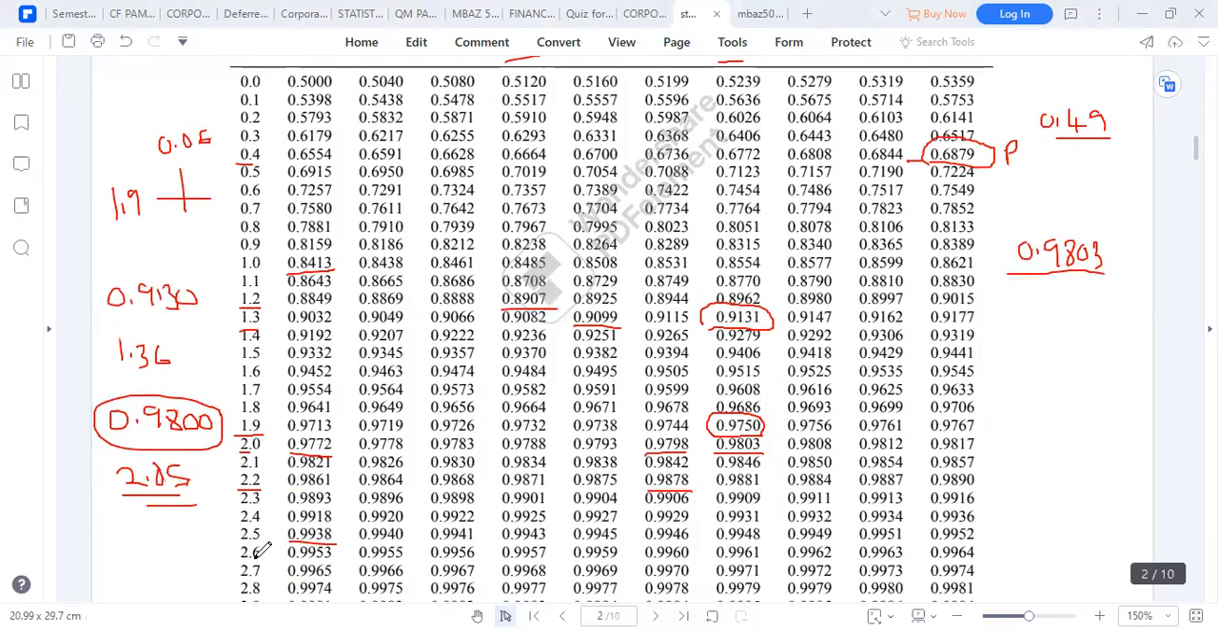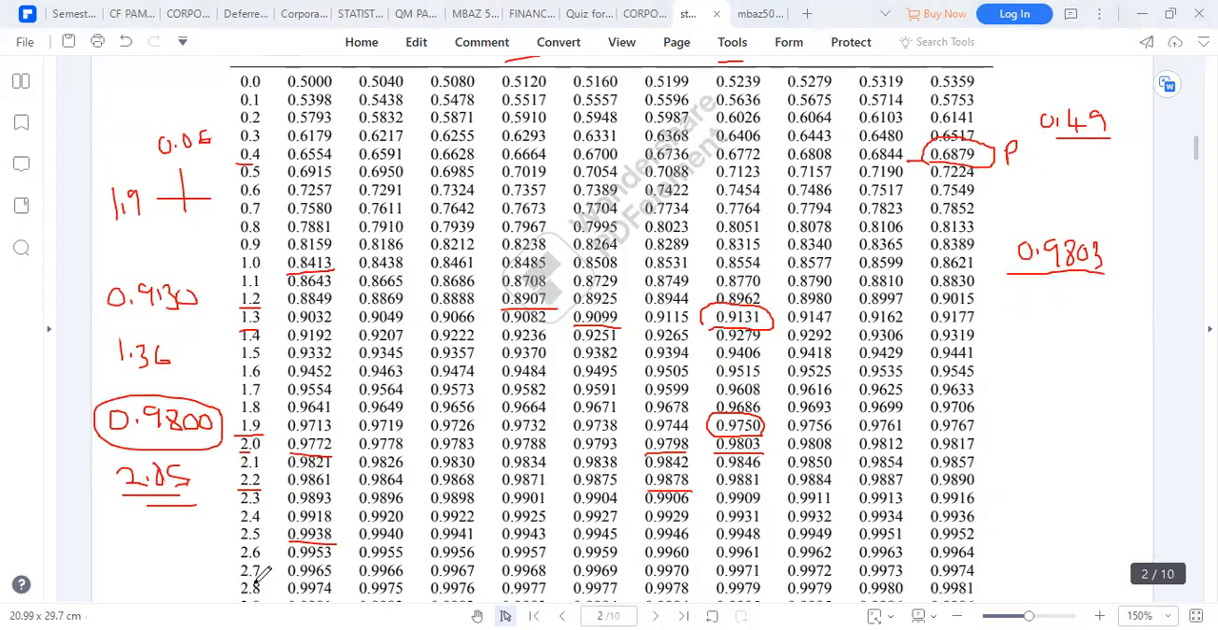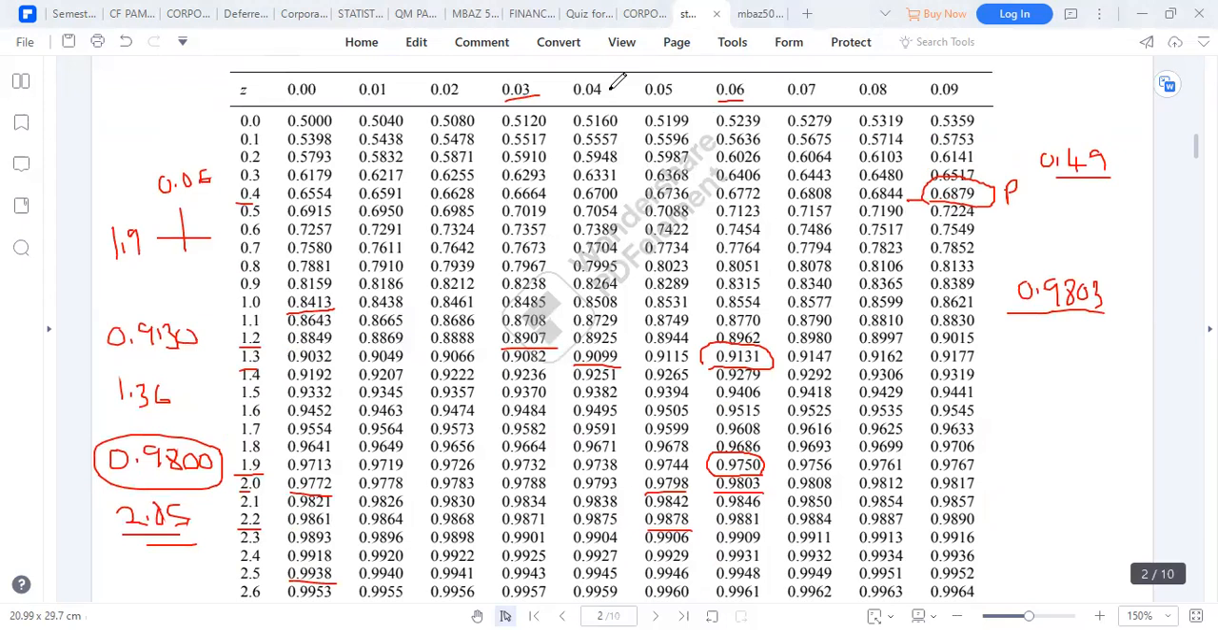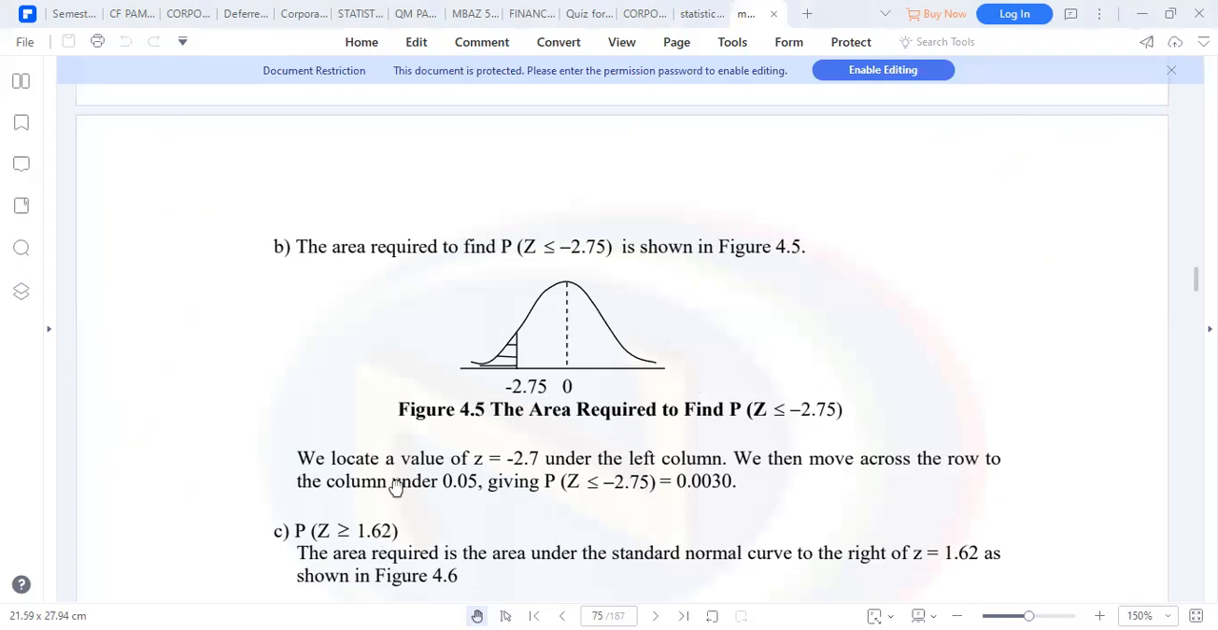2.75, go to 2.7 under 5. Okay, 5 is here, 0.75. So here we have 9970. You subtract 1 minus 9970. That's where you get the figure that they got here. All right.